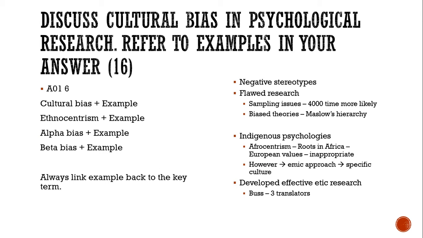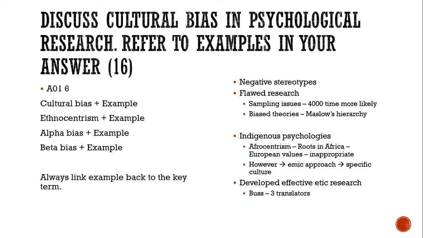Okay. And then the 16 marker. So the way I would approach this is I'd give an explanation of each of the key terms and then link an example to it. And the reason that I would do that is because it says refer to examples in your answer, so you make it really, really clear. And I'd constantly use for example to make it really clear to the examiner that that's what I was including.